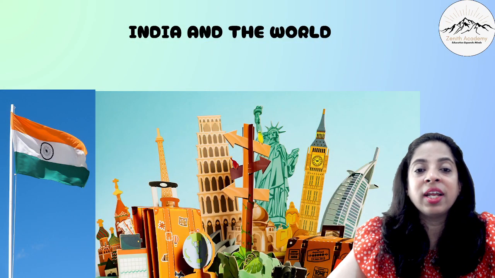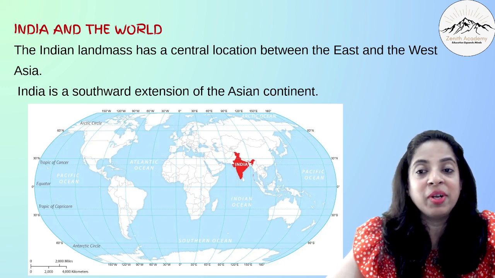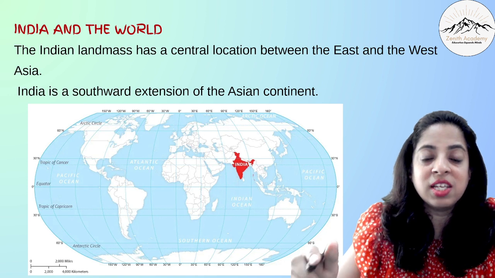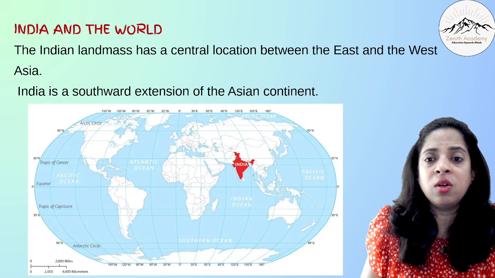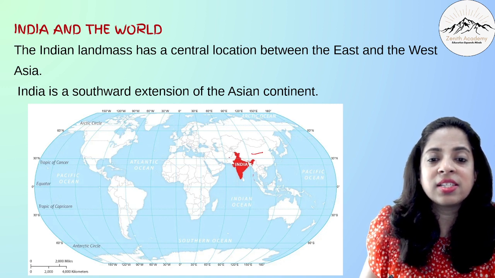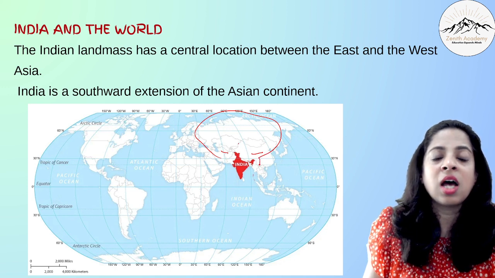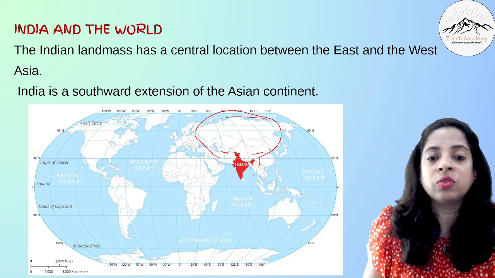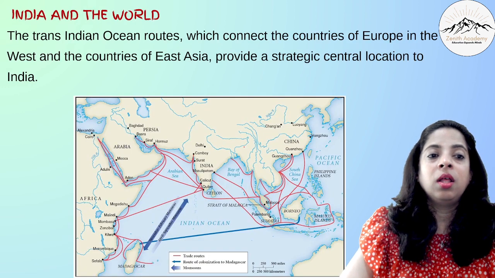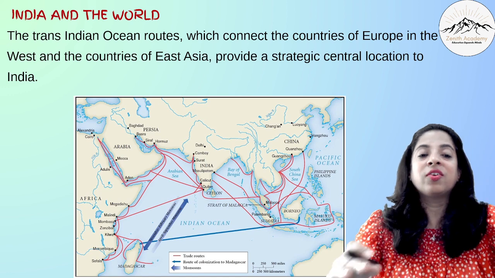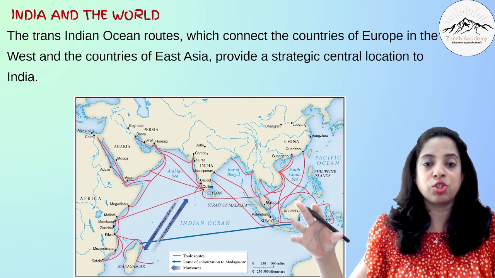Now let's talk about India and the world. The Indian landmass has a central location between East and West Asia. If you see here, it is centrally located. If you see the whole of Asia here, India is the southward extension of the Asian continent. This full Asian continent, it is on the south. The Trans-Indian Ocean routes. What are Trans-Indian Ocean routes? The ocean routes that are from the Indian Ocean.